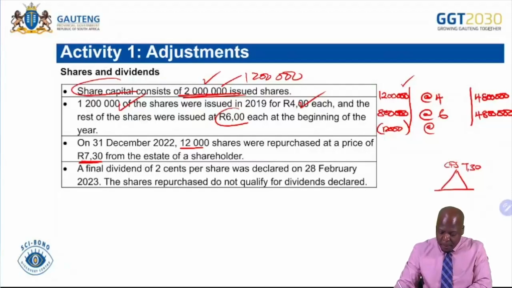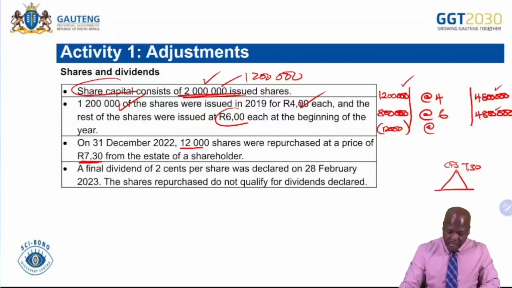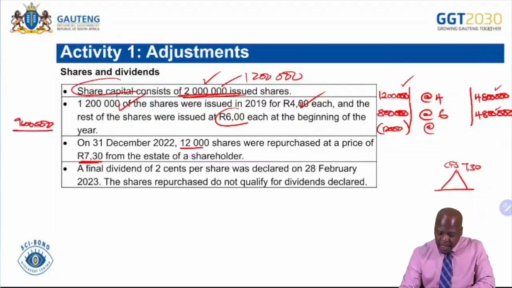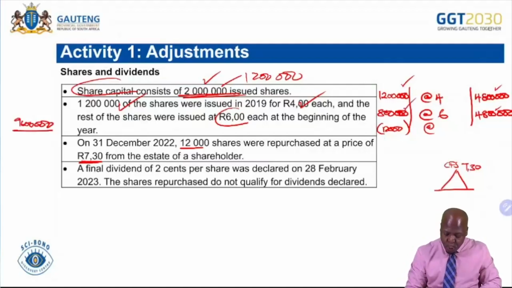I don't know it. But I know that if I take my 4.8, I add my 4.8, that is going to give me 9.6 million. And if I take that 9.6 million, I divide it by 1.2 plus 800, which is 2 million.